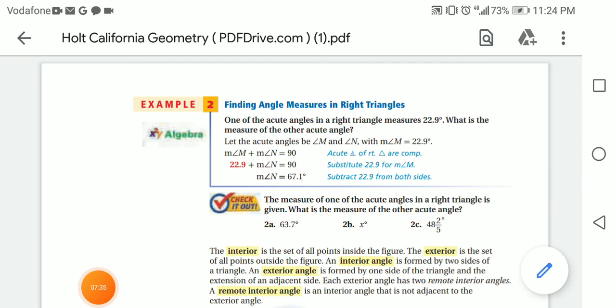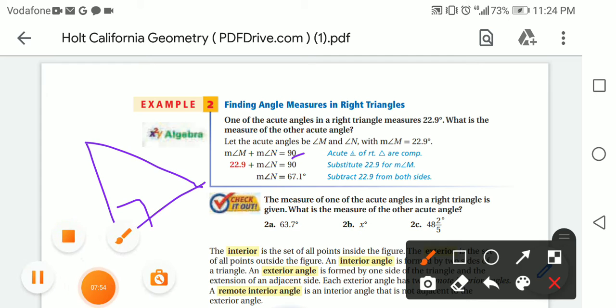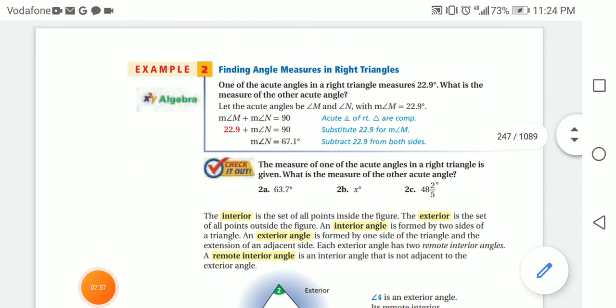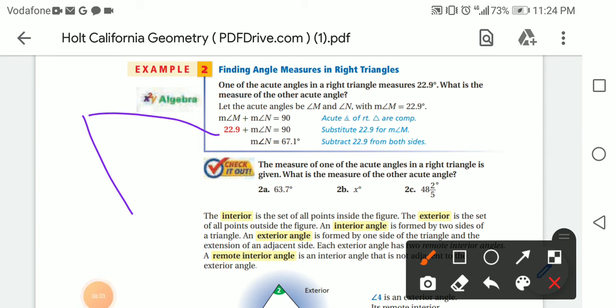So we added here, it's very easy, I know for you, measure M plus measure N gives you 90 degrees. If we have this right triangle again, to make it more accurate, I have this 90 degree angle, and one of the angles gives me 22.9, and I need to find this one.